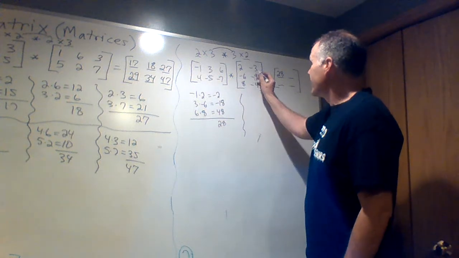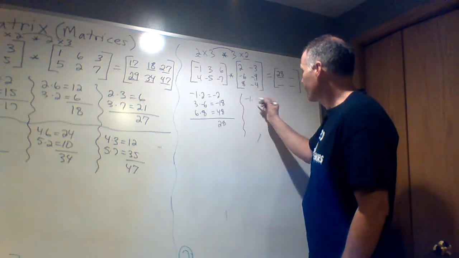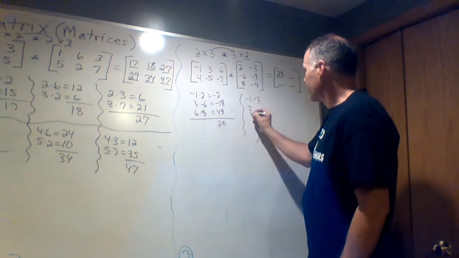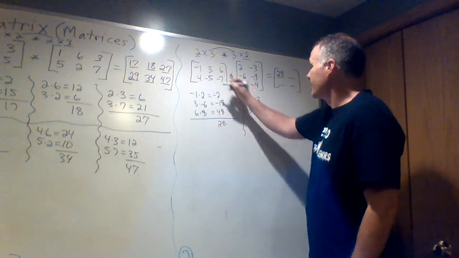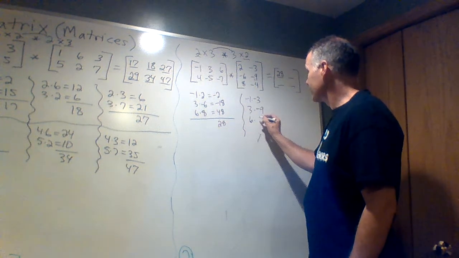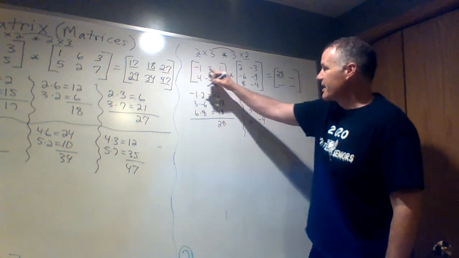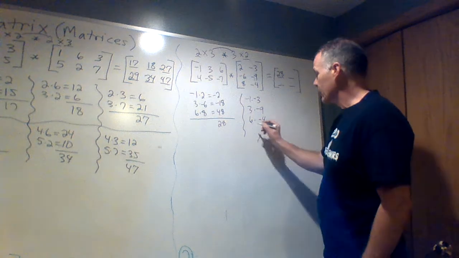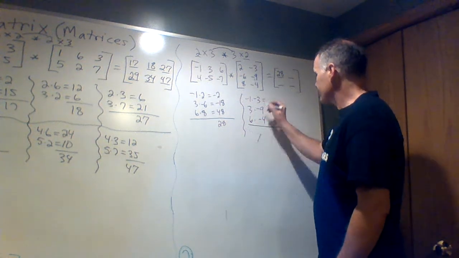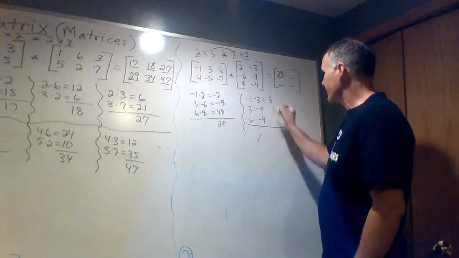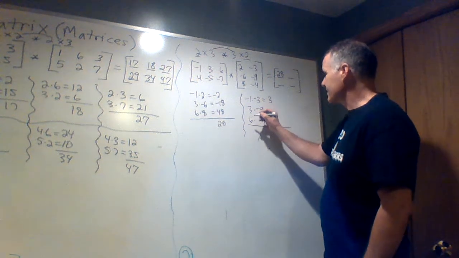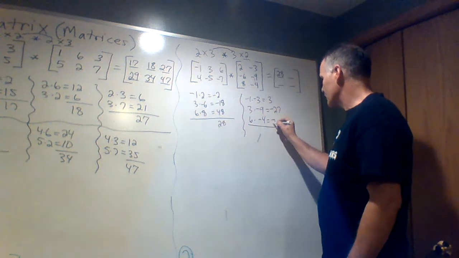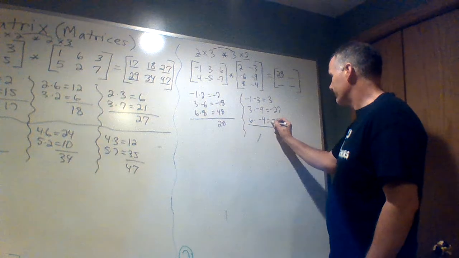So -1 times -3, 3 times -9, and 6 times -4. So again, -1, 3, 6, standing up, coming down -3, -9, -4. Again, just watch your signs. Negative times a negative, +3. Positive times a negative, -27. Positive times a negative, -24.